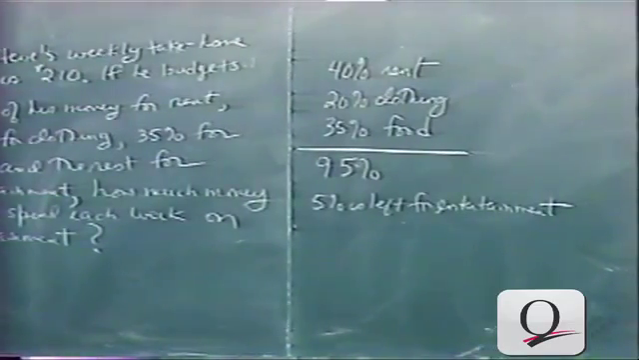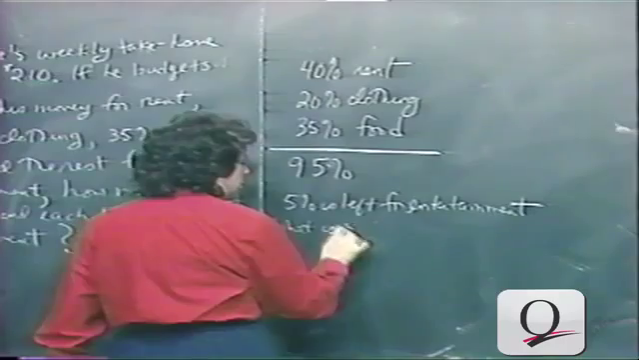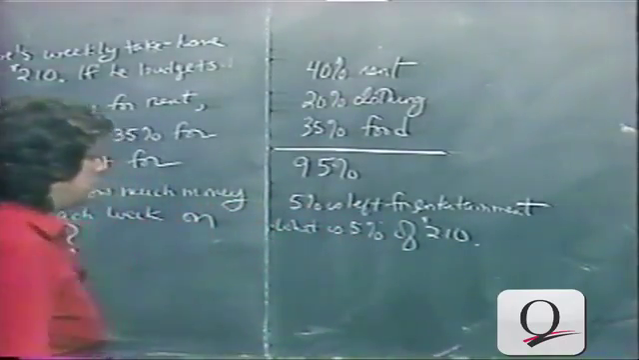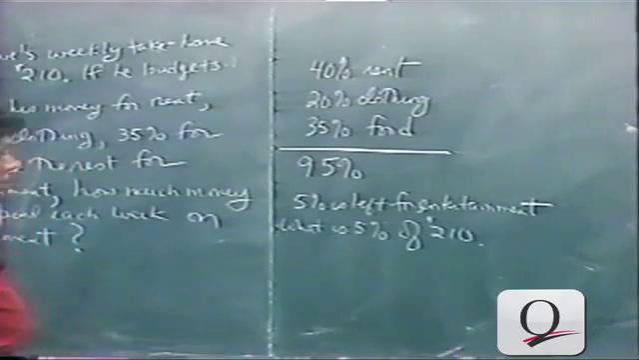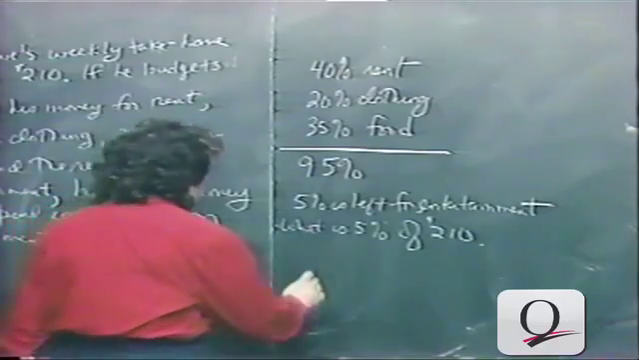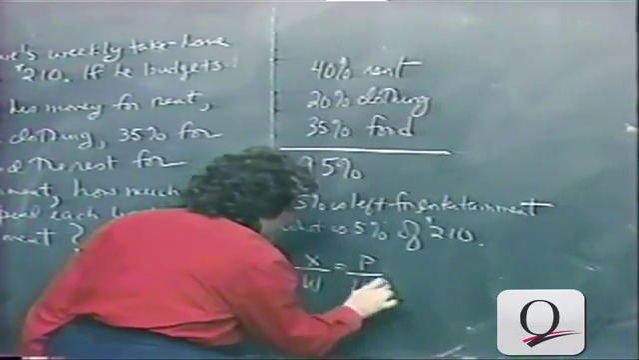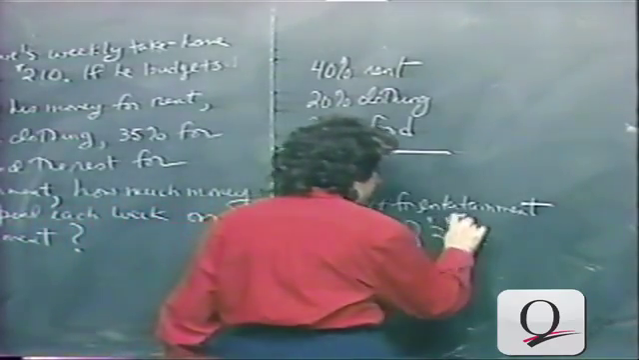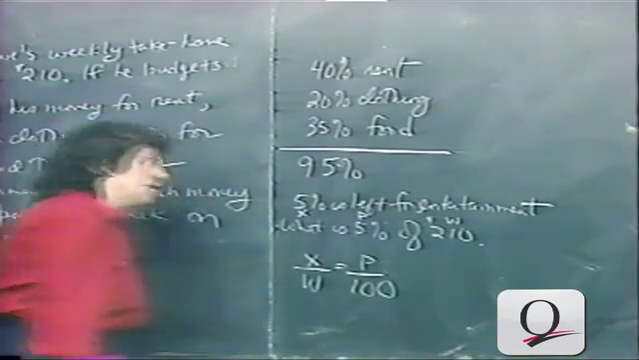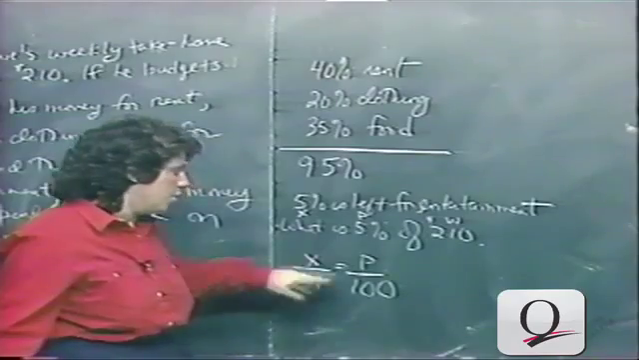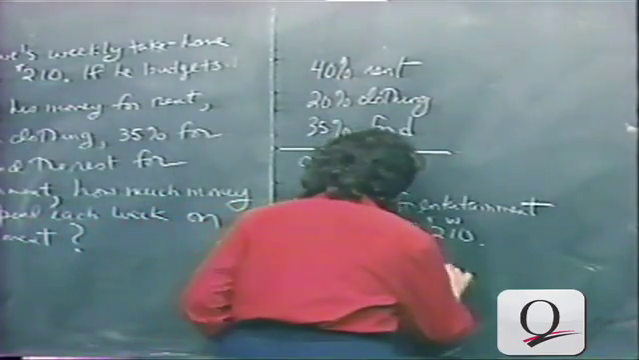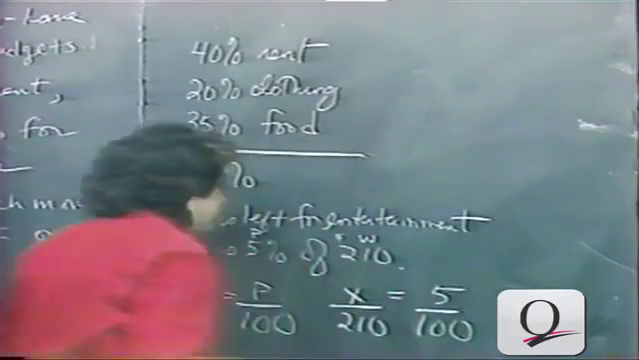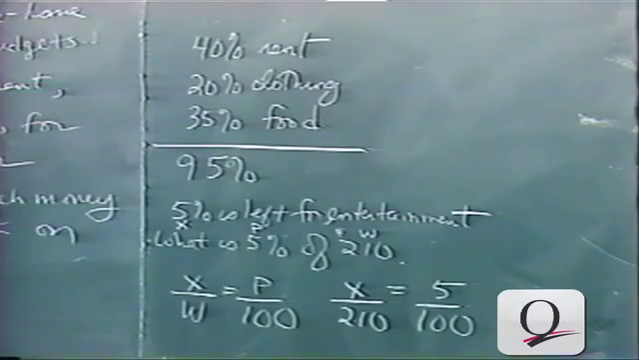So what we need to do is to figure out what is 5% of $210. Going back to the way we studied percent problems, if we try to set up a proportion, x is to w as p is to 100. The percent in this case is 5. The whole salary is the $210, and we're looking for the part that he can spend on entertainment. X is the part, W is the whole, P is the percent. So X is to 210 as 5 is to 100.